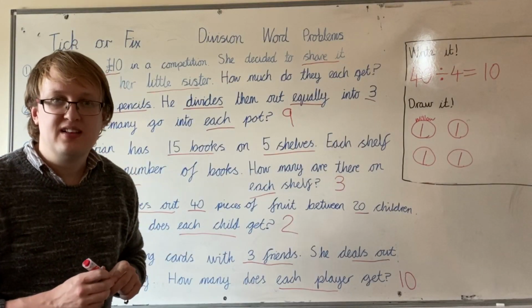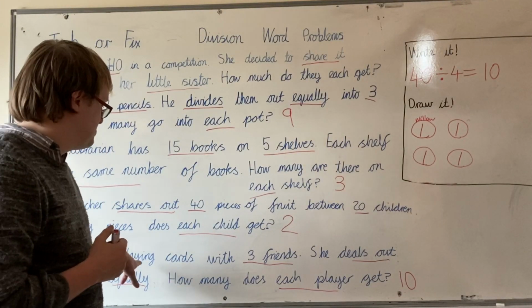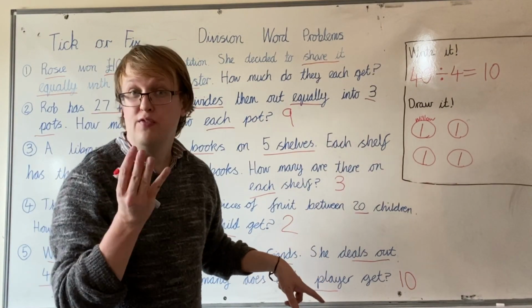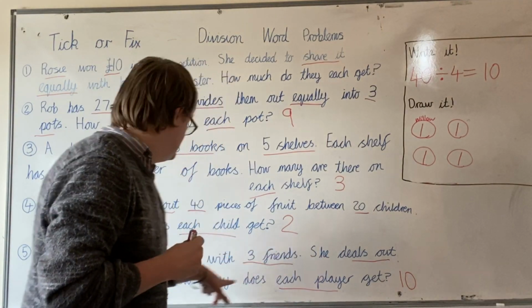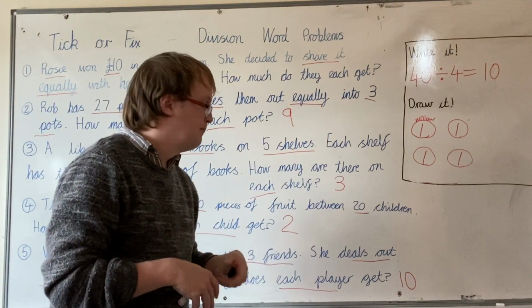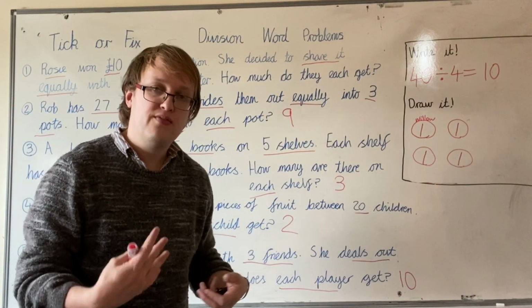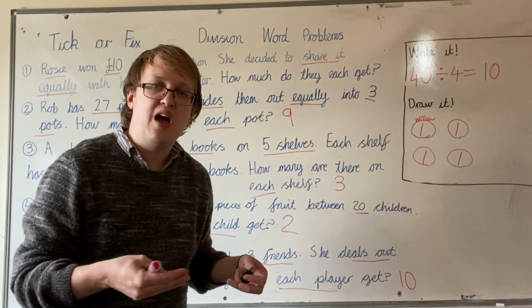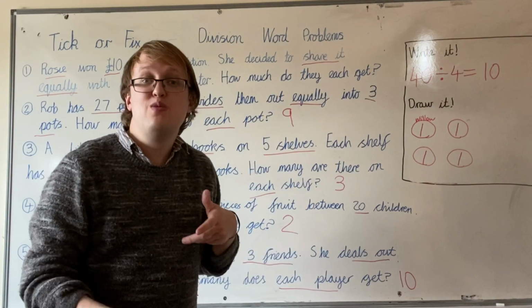Let's double check the answer to our question. Willow was playing cards with 3 friends, so there are 4 of them playing all together. She deals out 40 cards equally. How many does each player get? 10. 40 divided by 4 is 10. We know that because 4 times 10 equals 40.